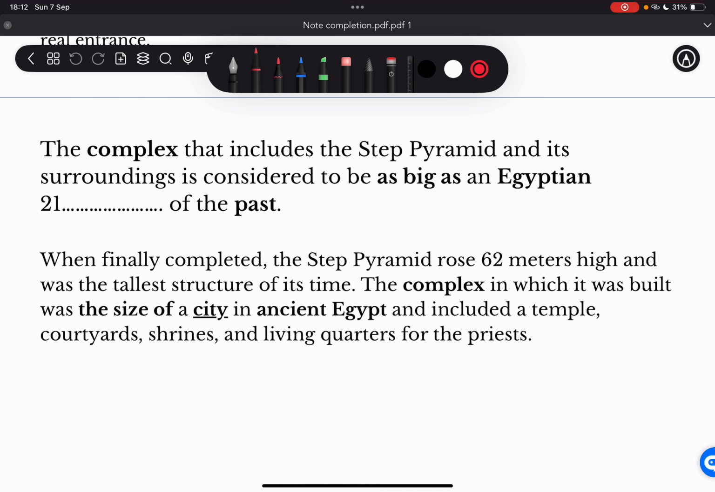So the paragraph actually starts like this: when finally completed, the step pyramid rose 62 meters high and was the tallest structure of its time.